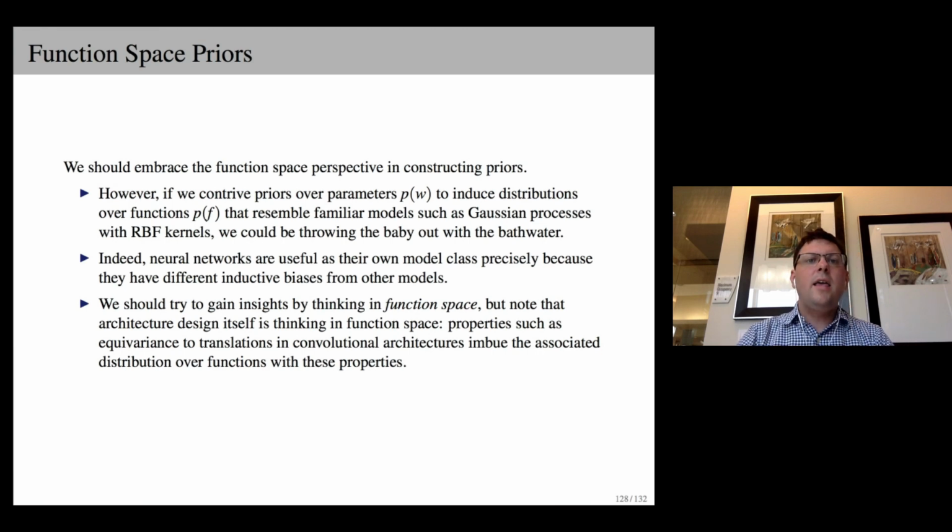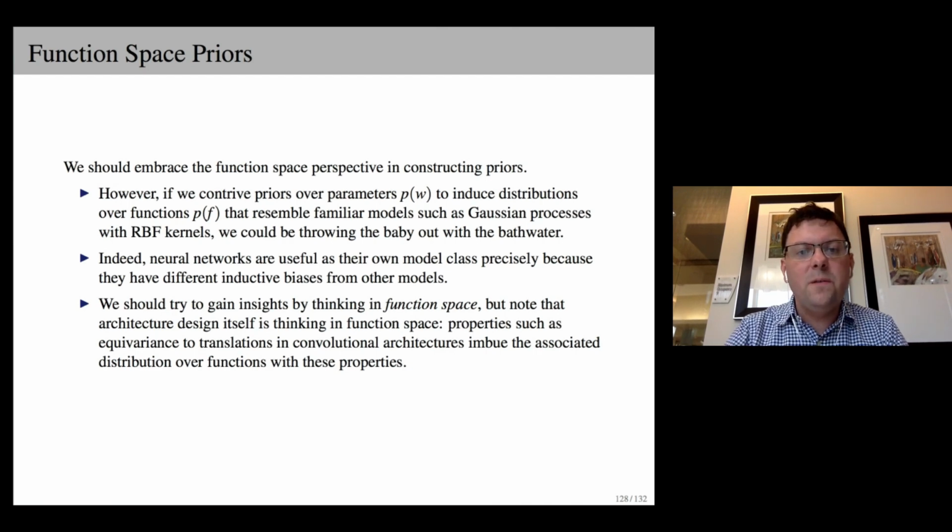Okay, so of course, having said all that, the priors in function space aren't going to be perfect by just having generic Gaussian distributions over parameters combined with functional forms of neural nets. And we can certainly do better. And I certainly embrace the function space perspective in constructing compelling priors for these neural nets.